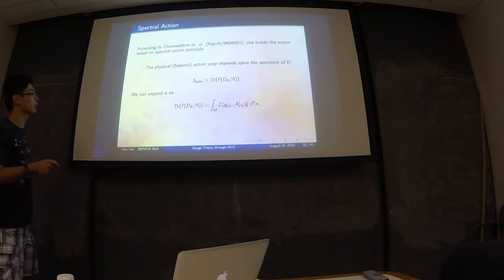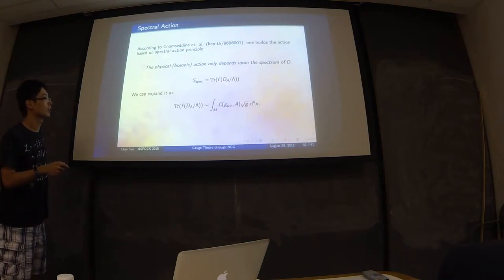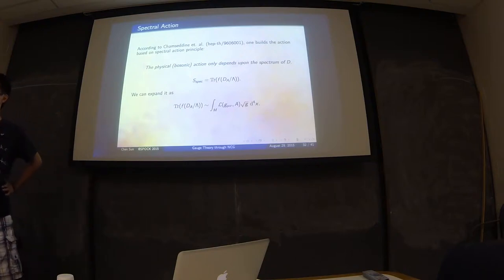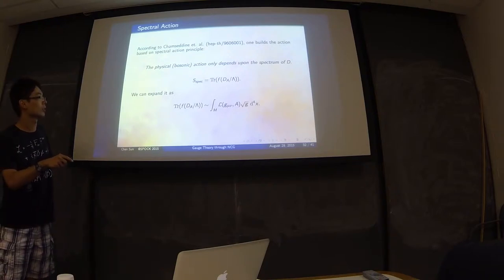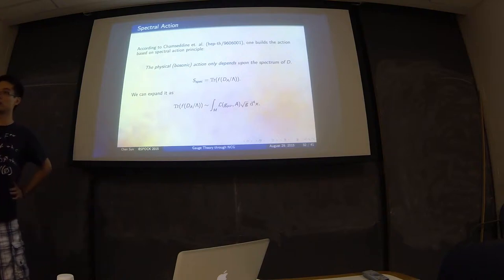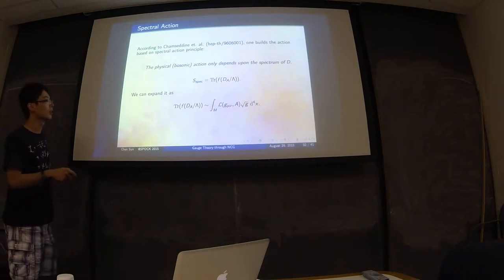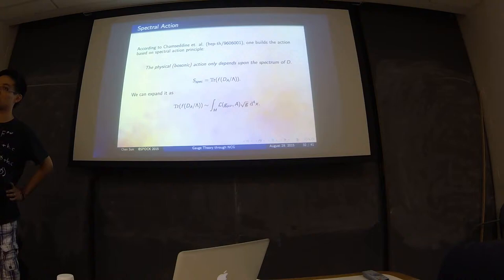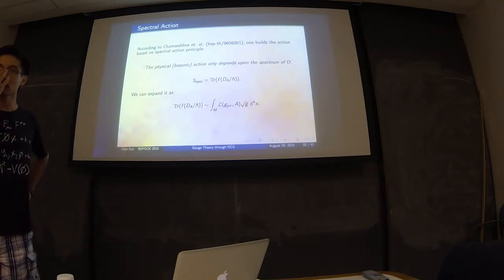That means we can take this Dirac operator, and this F works as the cutoff function. So it's like a step function. For anything larger than one, it goes to zero sufficiently fast. And this lambda, capital lambda, is something to absorb the dimension, because the Dirac operator has mass dimension one. So what do you mean by physical bosonic action?